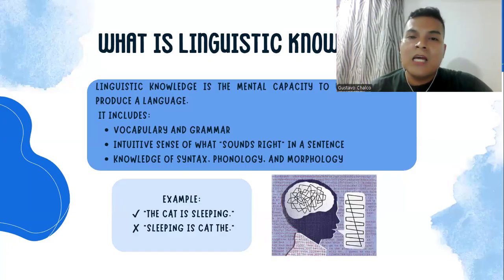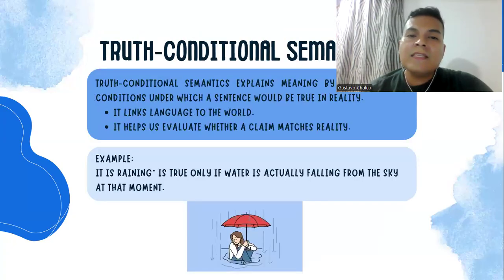Next, truth conditional semantics. This area of semantics explains the meaning of a sentence by describing the conditions under which it will be true in the real world. For instance, if I say "it is raining," the sentence is only true if rain is actually falling at the moment. Truth conditional semantics helps us connect language with reality and evaluate the accuracy of statements.